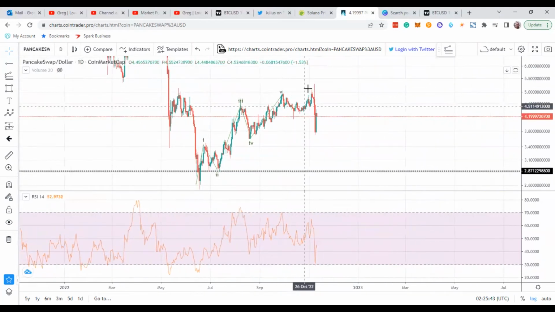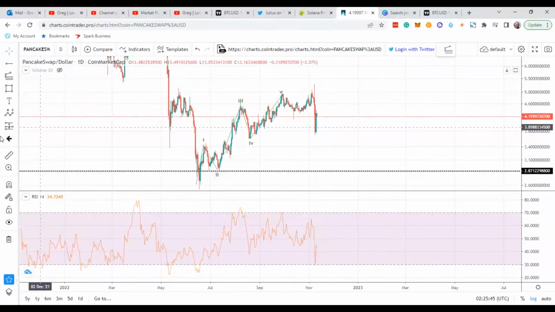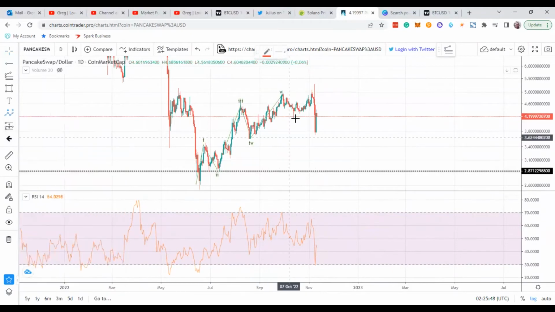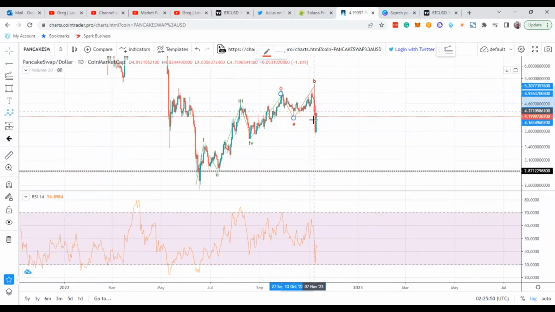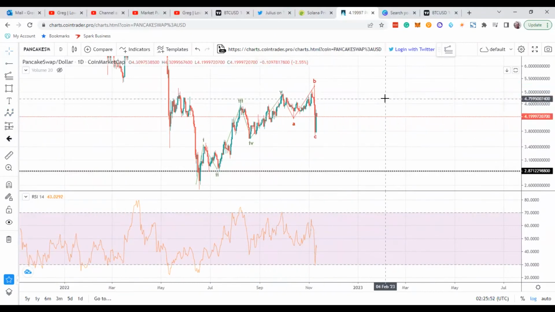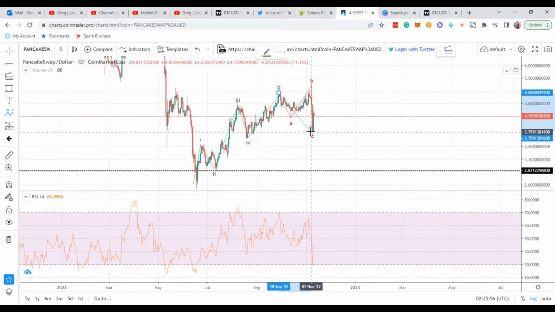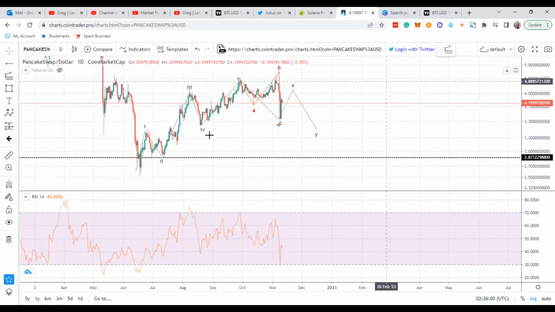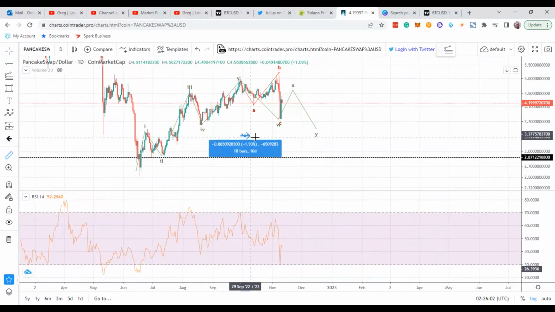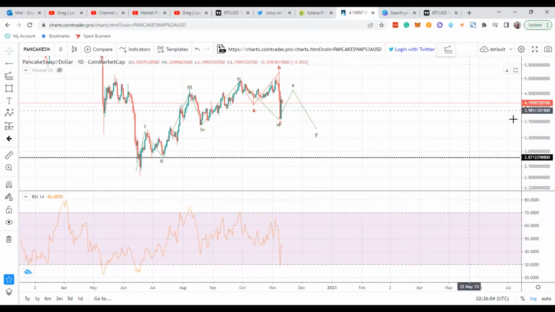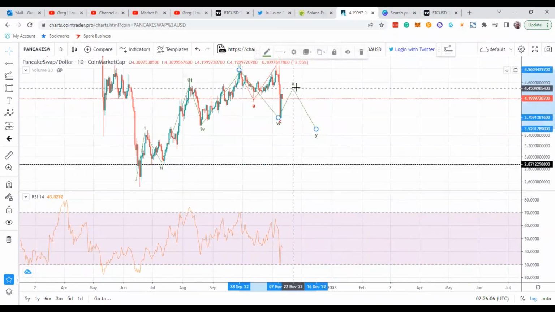Okay, so if it's not finished, the issue is going to be a much longer correction. So it'll be like this. W, go up to an X, and then back down for a Y. So this, however long this correction takes, 40 days, then you'll have an X wave. It probably won't take that long.